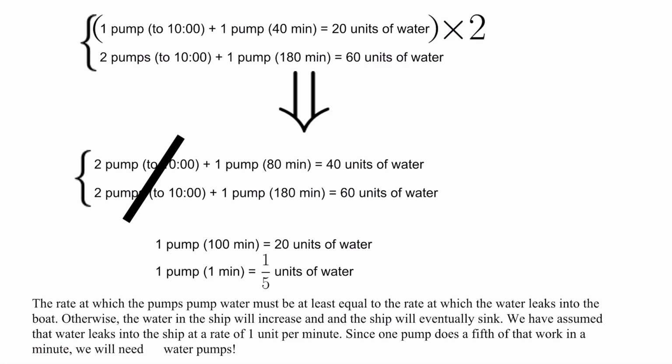The rate at which the pumps pump water must be at least equal to the rate at which the water leaks into the boat. Otherwise, the water in the ship will increase gradually, and the ship will eventually sink. We have assumed that water leaks into the ship at a rate of 1 unit per minute. Since 1 pump does 1/5 of that work in 1 minute, we will need 5 water pumps. Did you solve this problem correctly?